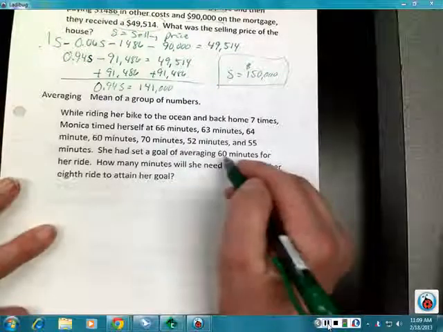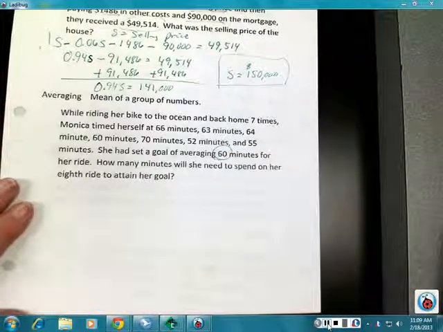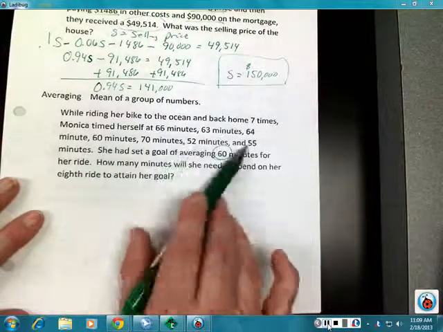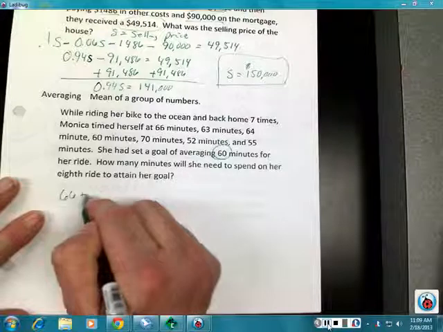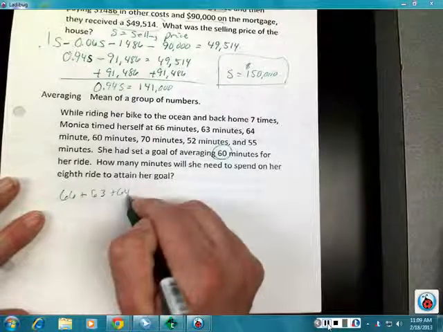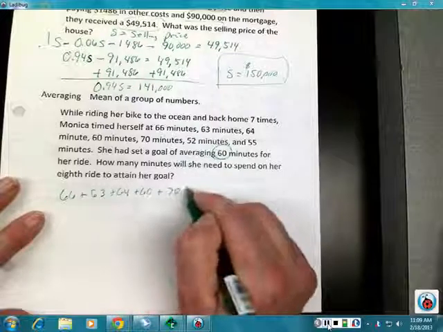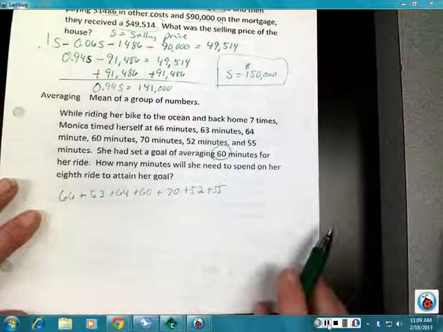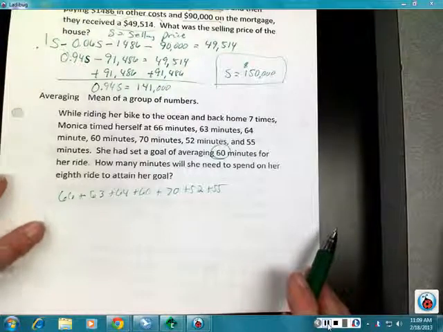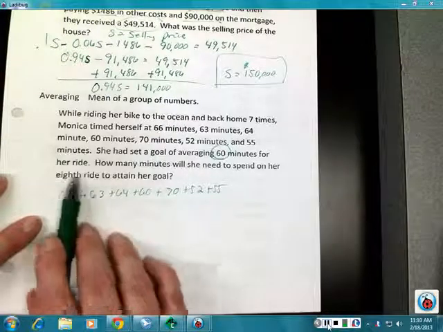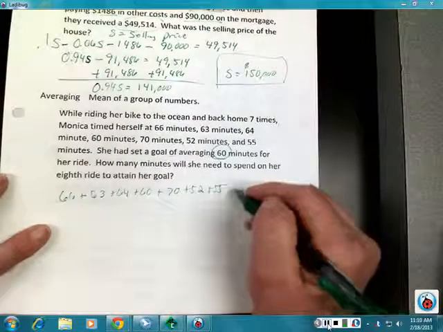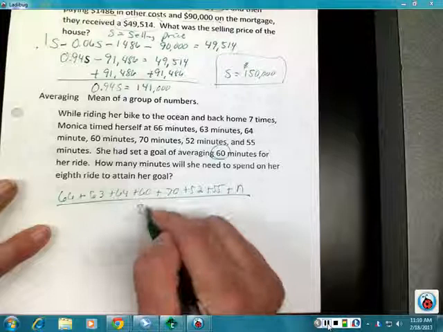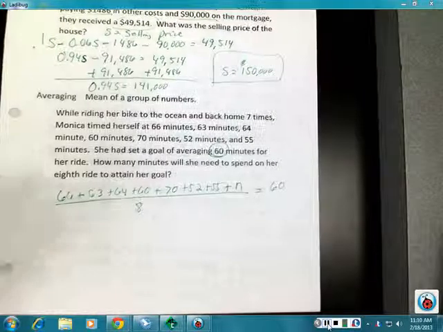So if I'm averaging, she wants to get 60 minutes. So what does that mean? Well, that means I need to take all of these and add them together. 66 plus 63 plus 64 plus 60 plus 70 plus 52 plus 55. That's 1, 2, 3, 4, 5, 6, 7. And she wants on her 8th ride to obtain this. Has she ridden the 8th one yet? So plus n, or x, or whatever. And we're going to divide that answer by 8, but that needs to equal 60.